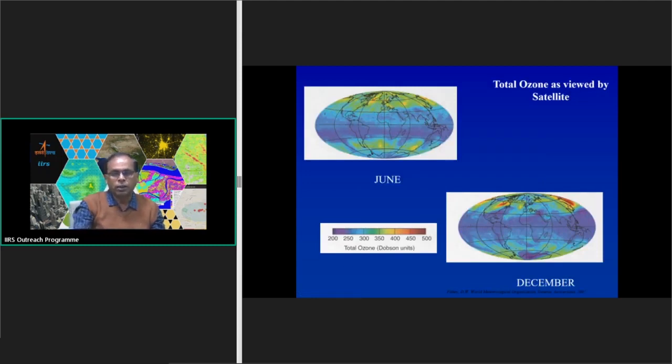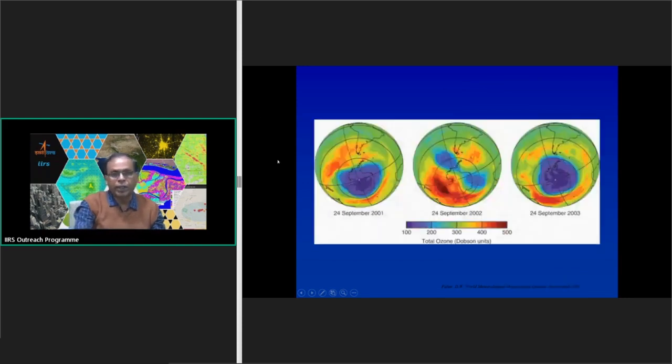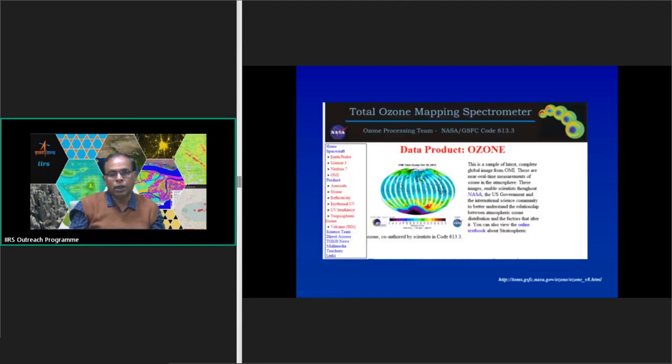And there are several satellites, from TOMS, GOMS, etc., which provide you the ozone concentration of the globe, which is expressed in Dobson units. This is the June picture of ozone concentration, and this is the December. And you can also see the Antarctic ozone hole and how it is varying from 2001 to 2009 from the satellite observation. Then these ozone products are available on this website.